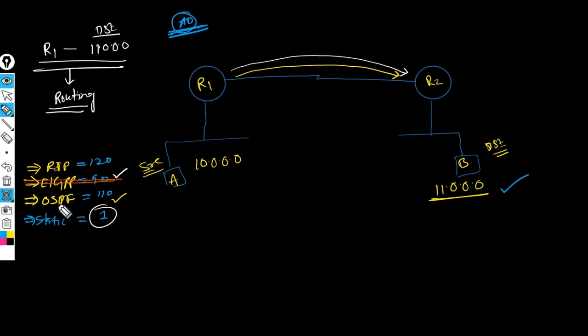Again, you might be confused about what these numbers 120, 90, 1 and all are. Don't worry, I will give you the list so that you can understand better. So let's get back to our slide and see that in complete detail. But remember, this scenario is very important.